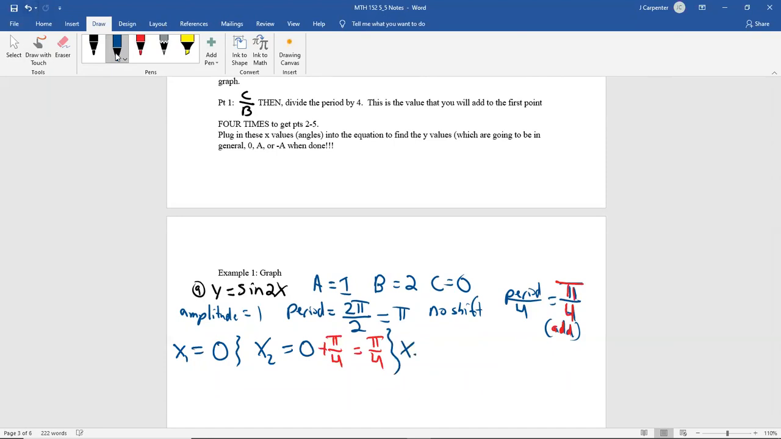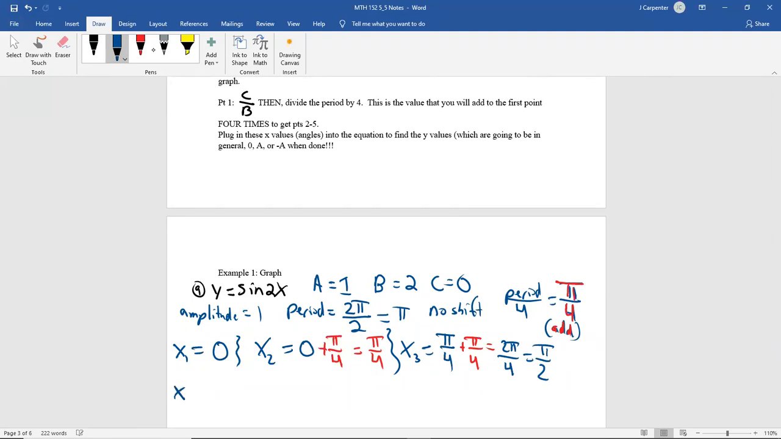For the third input, the third angle, we take the previous one, which was pi over 4. And then we add that number again. So we add pi over 4 again. That's 1 plus 1, which is 2. So 2 pi over 4, but that reduces to pi over 2. So that's our third x value.